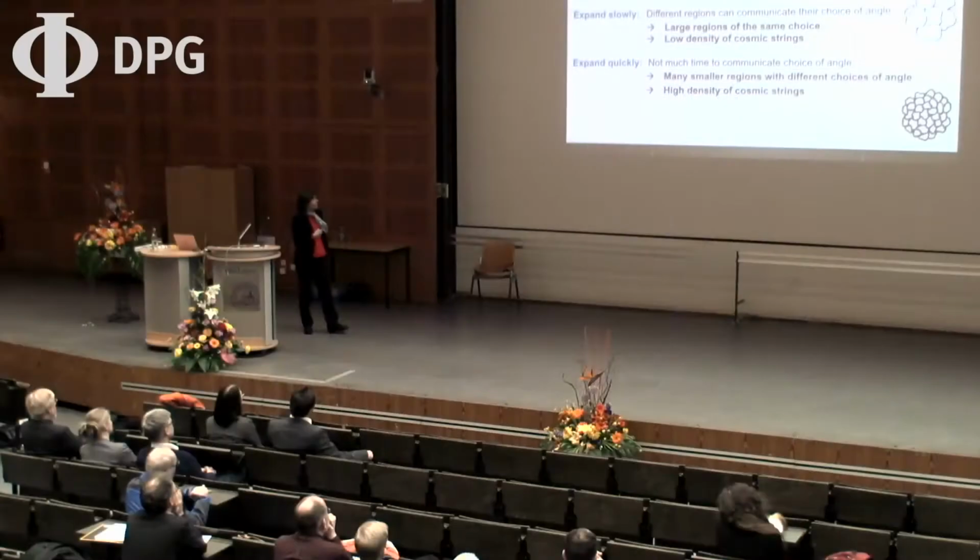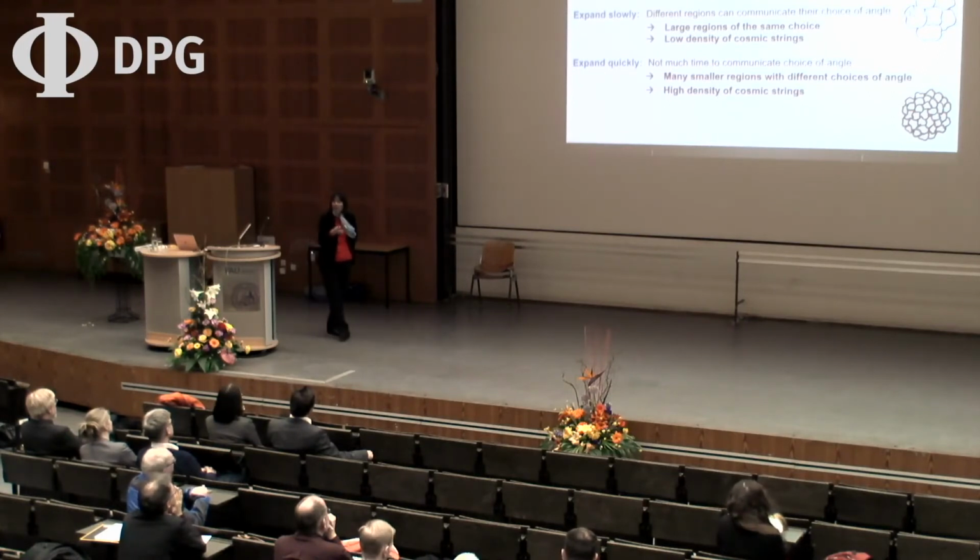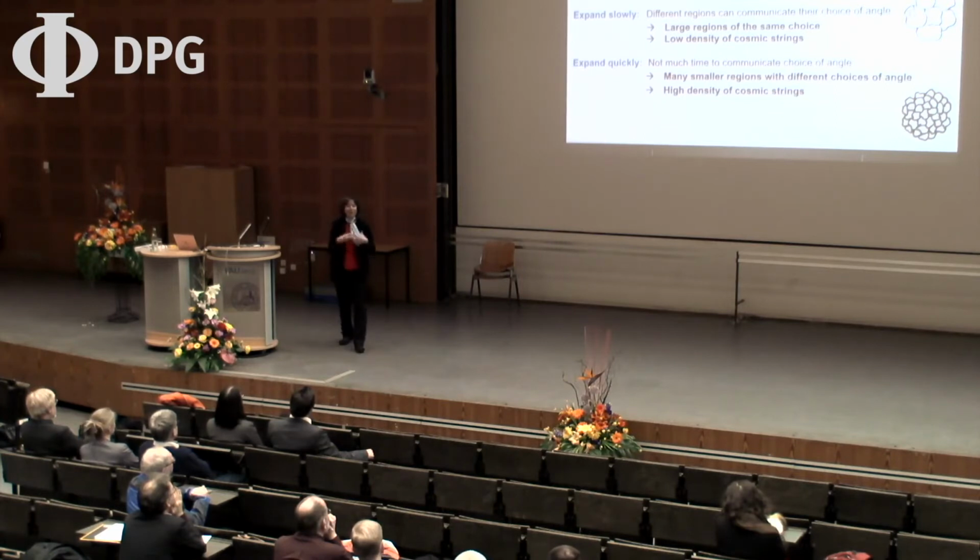Whereas if the universe expanded quickly, then there's not so much time to tell the neighbors to adopt the same orientation as myself, and the regions of low symmetry are smaller, and the number of cosmic strings, the density of cosmic strings is higher. Okay, so that's our model. That's our kind of standard model of early universe physics and cosmic string formation.